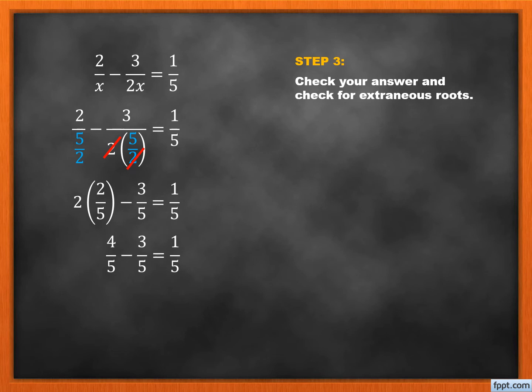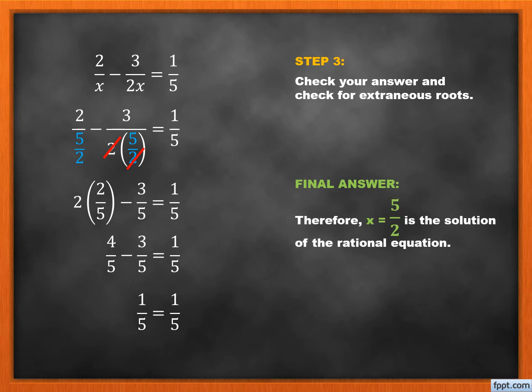Since the two fractions on the left side are similar, or they have the same denominator which is 5, you can already subtract the two fractions. Simply subtract 4 minus 3 in the numerators. Therefore, we have 1 over 5 equals 1 over 5. Since the left side of our equation is equal to the right side of our equation, therefore, our answer, which is x equals 5 over 2, is the solution of our rational equation.